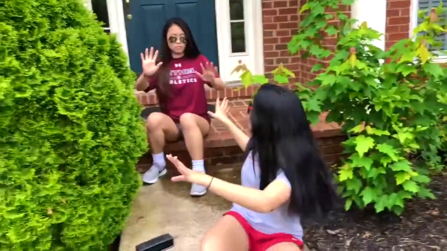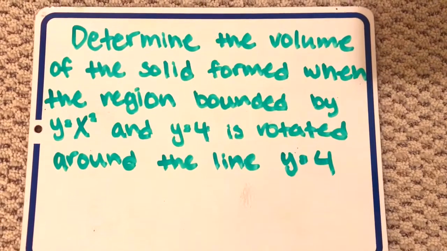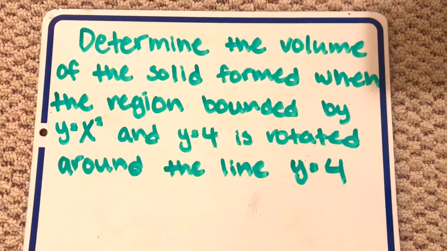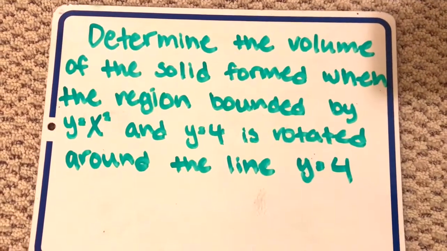Hold up. Can you explain this problem? Determine the volume of the solid formed when the region bounded by y equals x squared and y equals 4 is rotated around the line y equals 4.